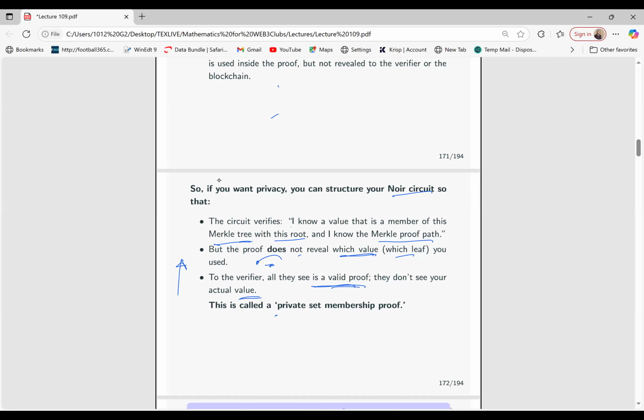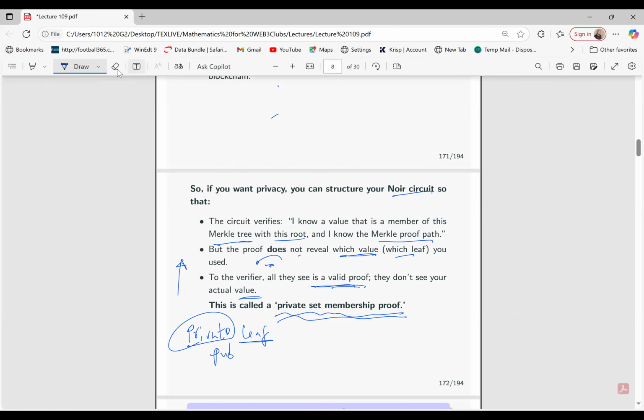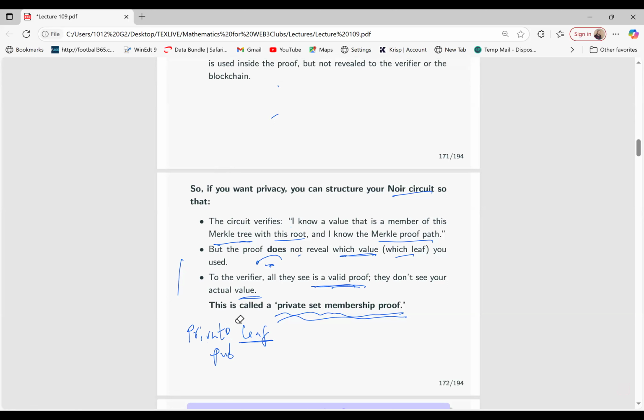So this is what we call private set membership. We're just proving that a private leaf is in the set. By private, I mean you've not indicated the word public, so it's only known to the prover. The verifier does not know it. So that is private set membership.